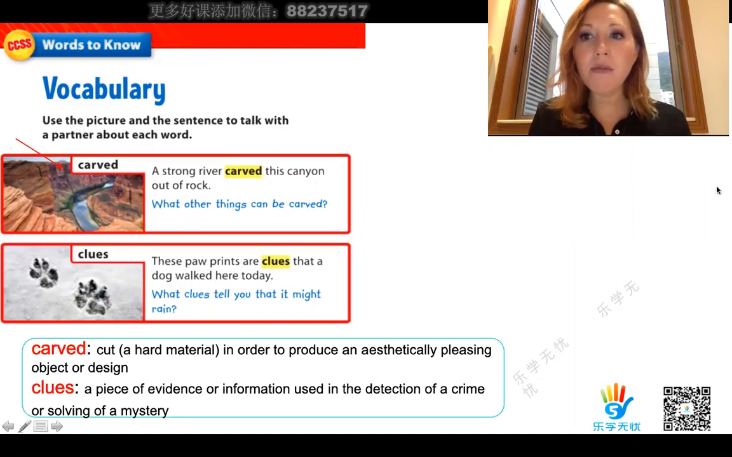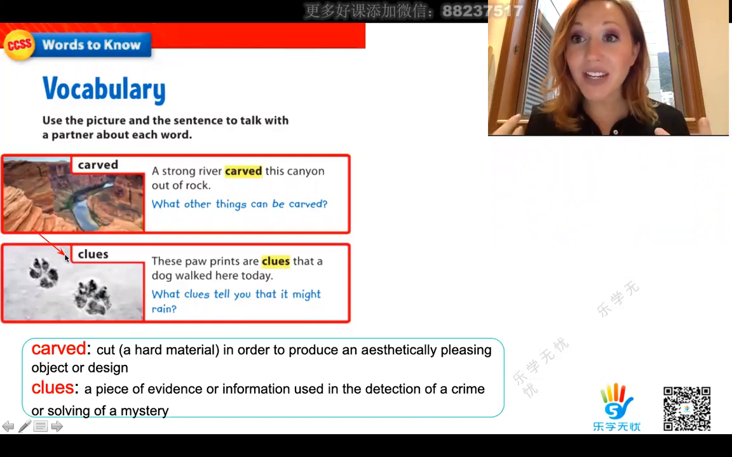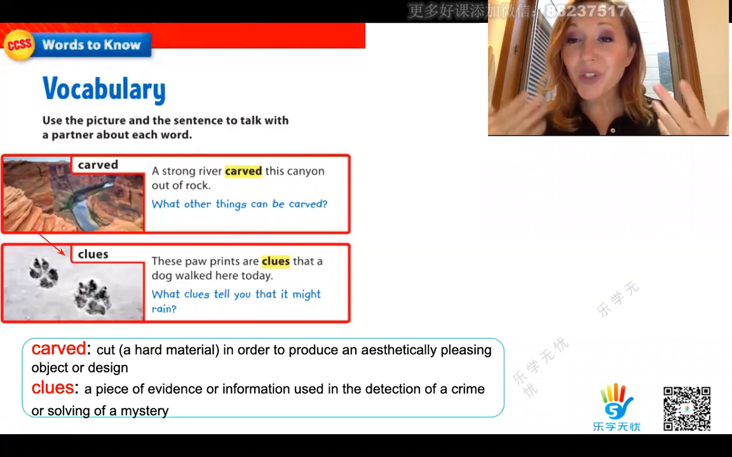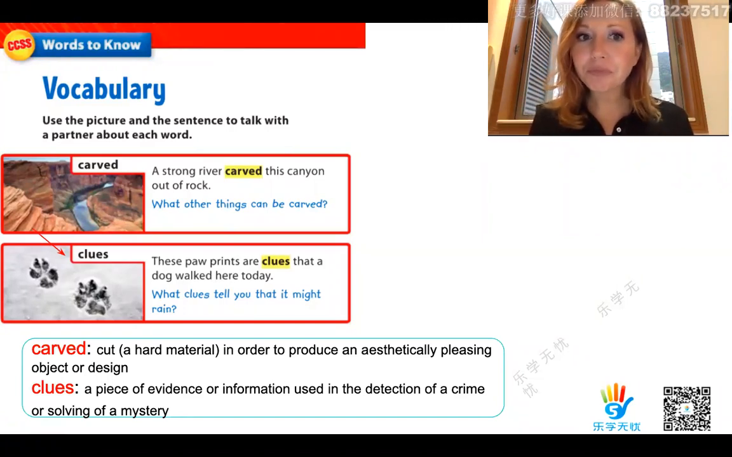Next, we have clues. Now, clues are little pieces of evidence that help us if we're trying to solve a mystery or solve a crime. It says that these paw prints are clues that a dog walked here today.